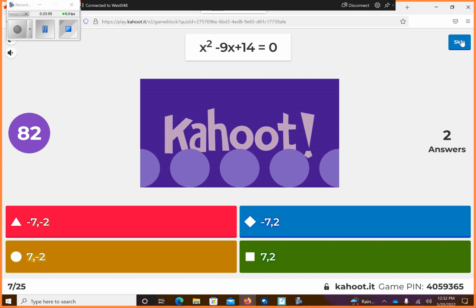Go ahead. Good. What two numbers multiply to give you positive 14 and add together to give you negative 9? So they're both negatives.